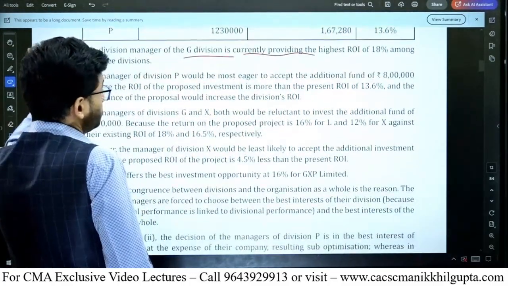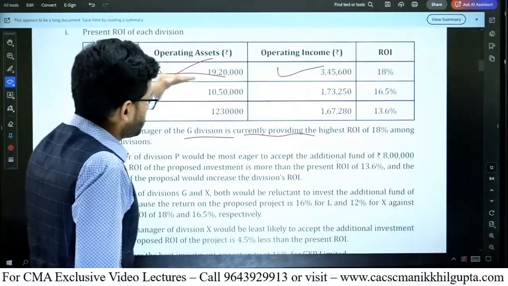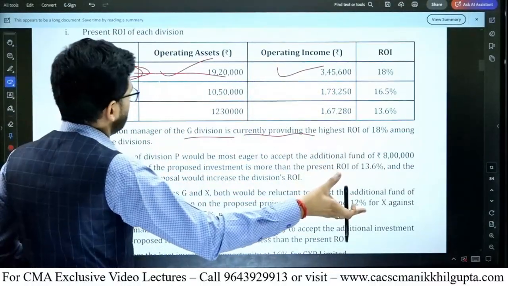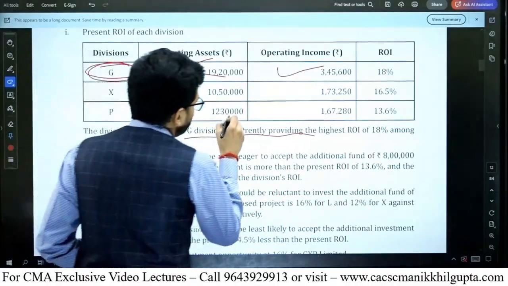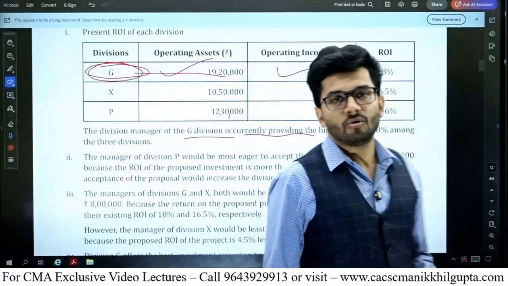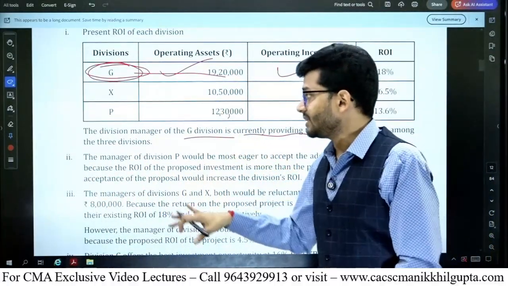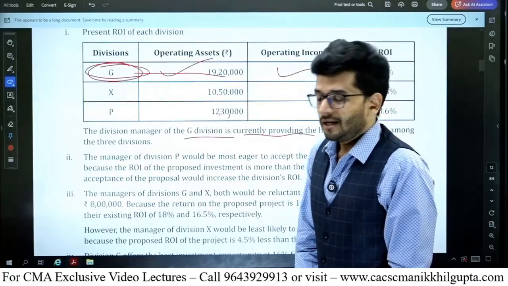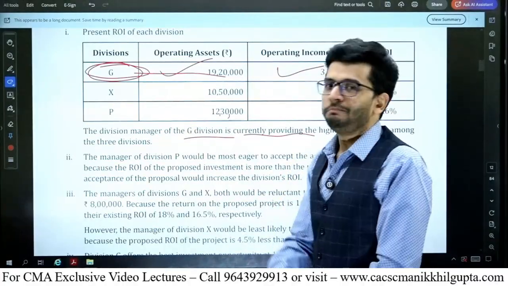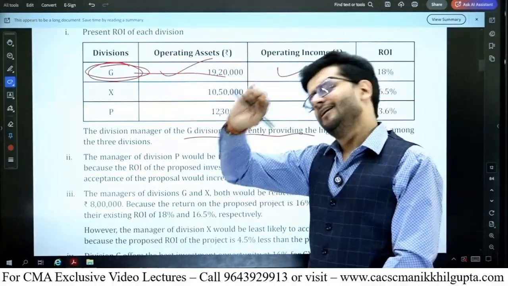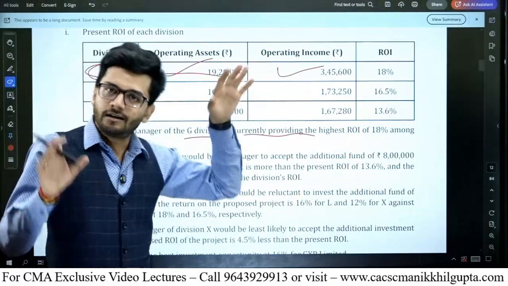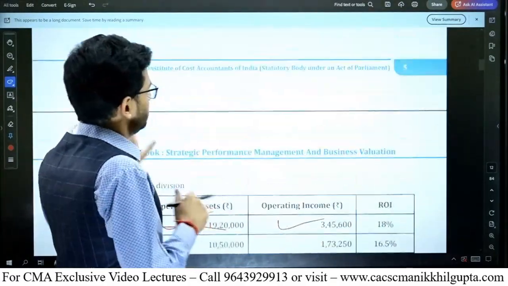Perfect. Second, which division's manager will be eager to have more investment, quite interested in getting investment at any cost, who will be more eager to get the investment in their own hands? Which division manager will have more eagerness to take the investment? Now guys, look at G. G is already earning a good return. G's expected return is also very good. G's current return is also very good, right?